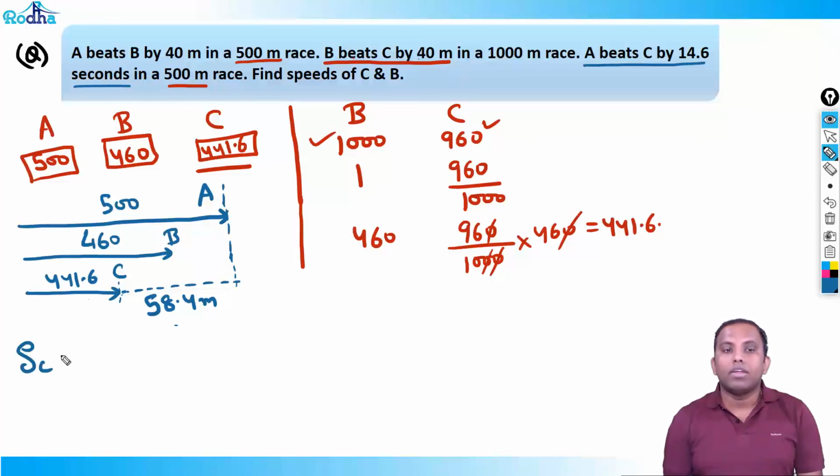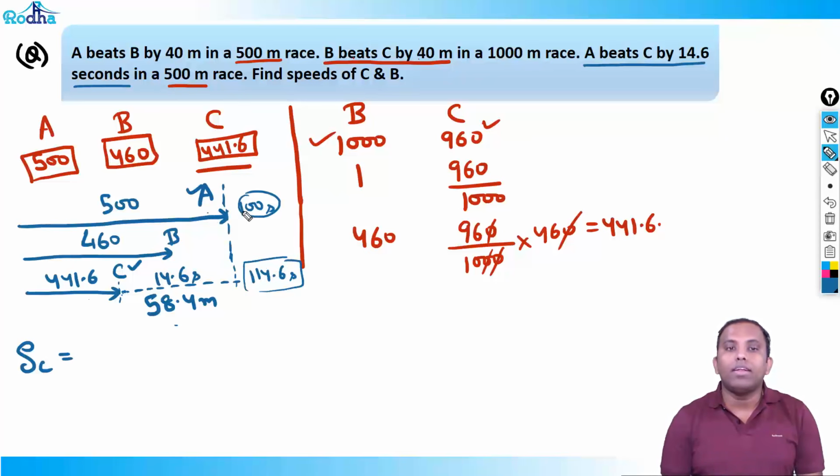So C can cover a distance of 58.4 meter in 14.6 seconds. Right, you got the meaning. When A is reaching the finishing point, C is at this point now. Suppose A would take 100 seconds to finish the race. So C would take 114.6 seconds. That means A is beating C by 14.6 seconds.